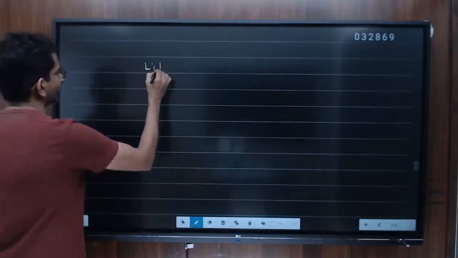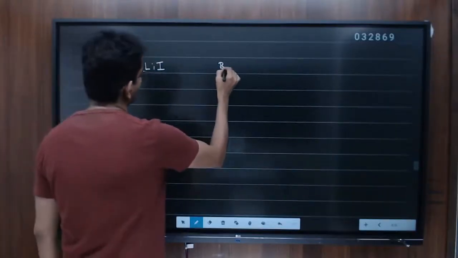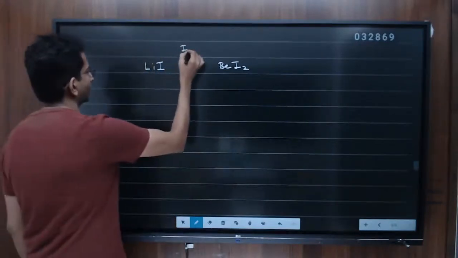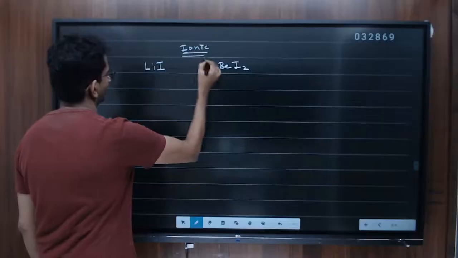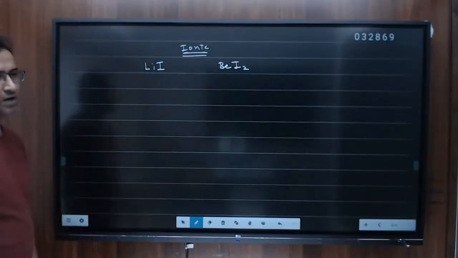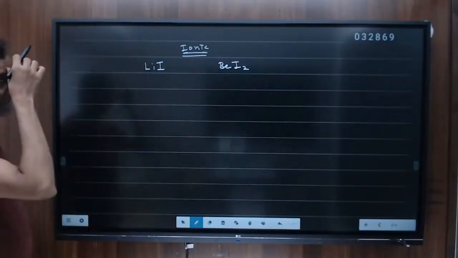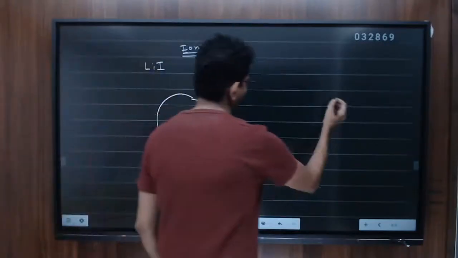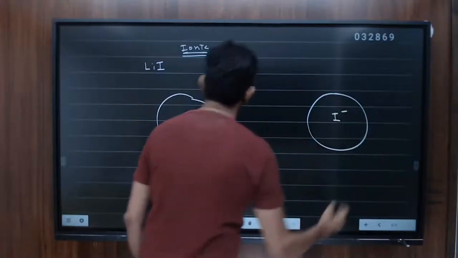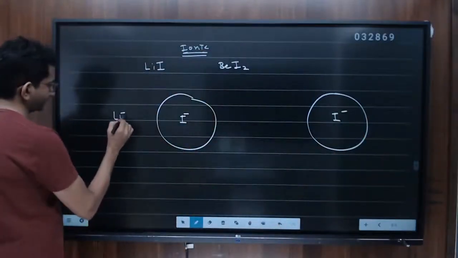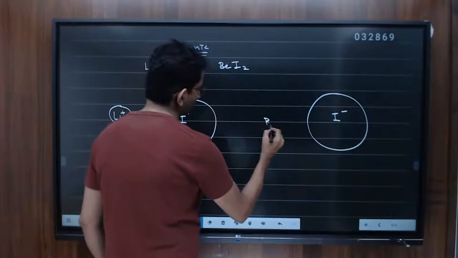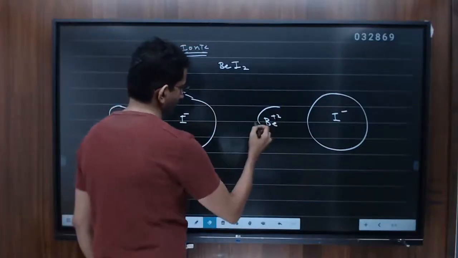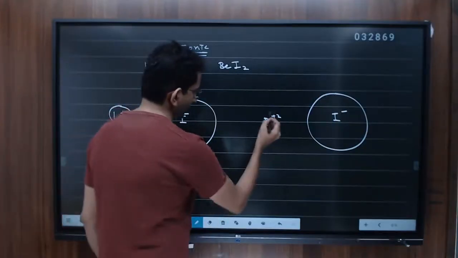Okay. Now I am going to give you one more example, and that will clear one more concept to you. I am giving you LiI and I am giving you BeI2. Both are ionic. Now we look at here LiI and BeI2. So this is I minus in both, while this is Li plus and this is Be plus 2.